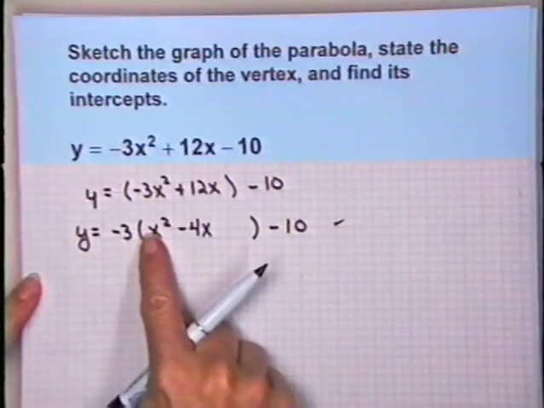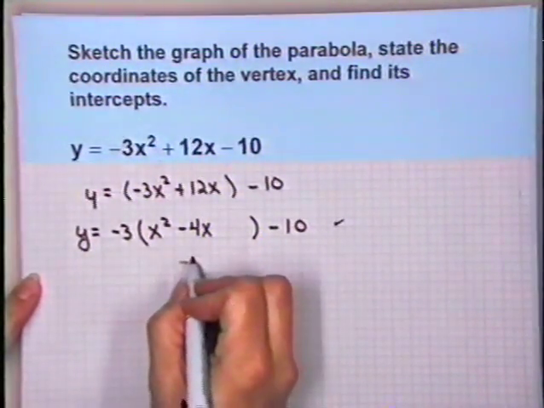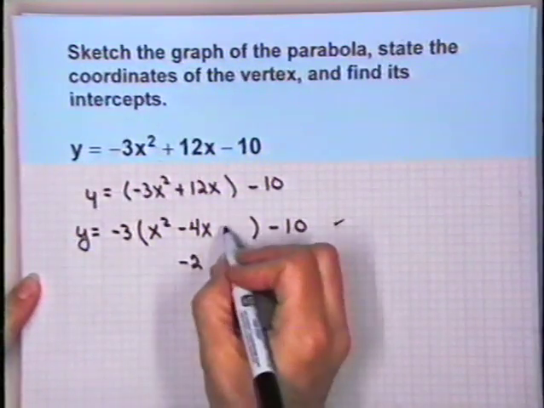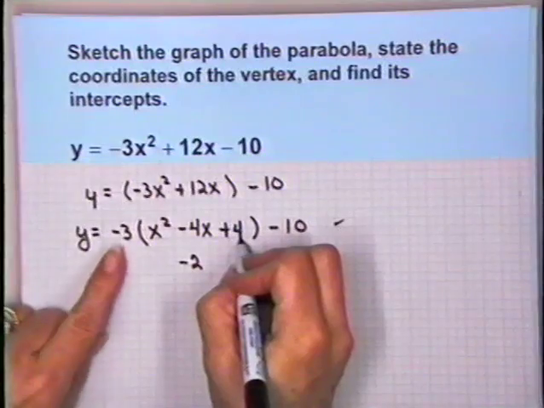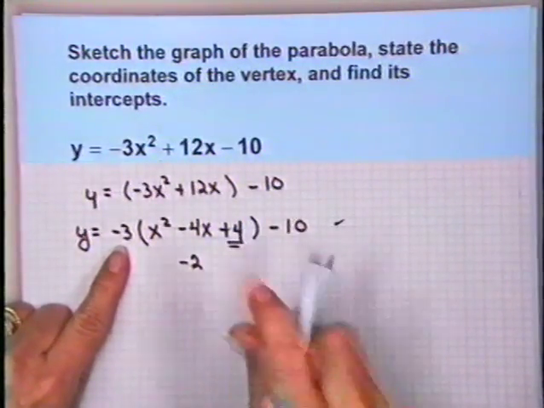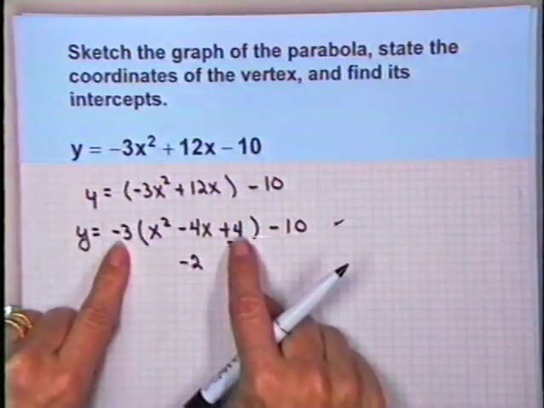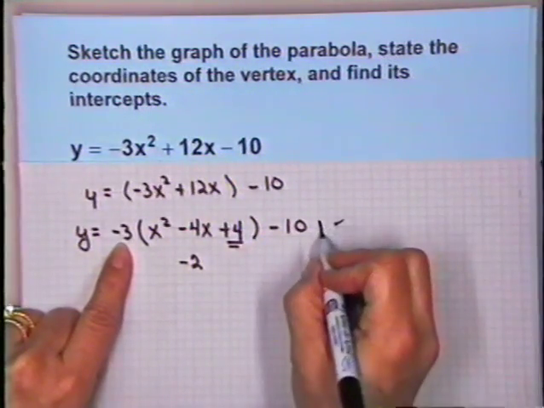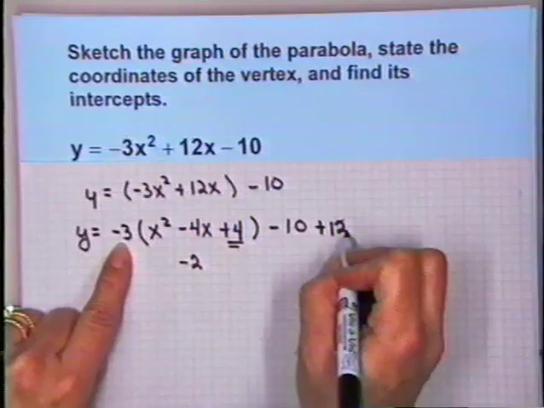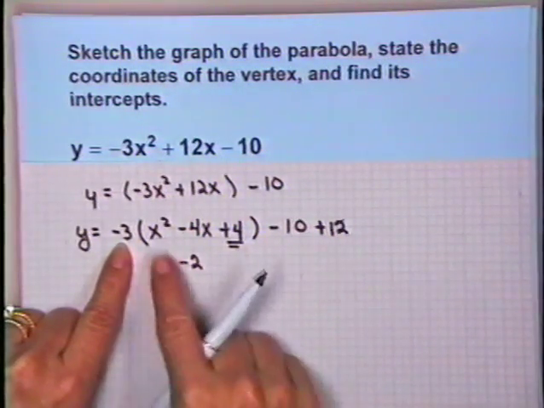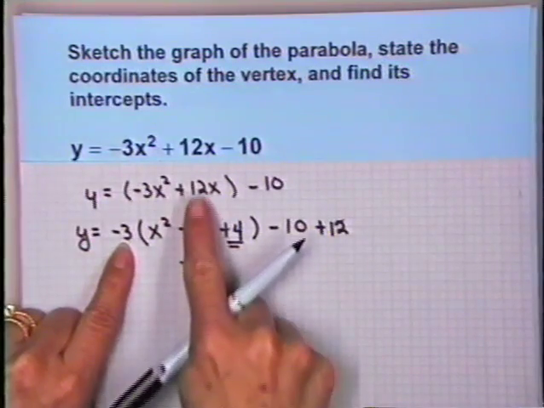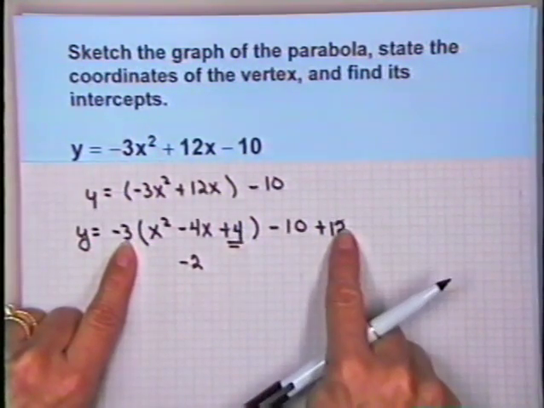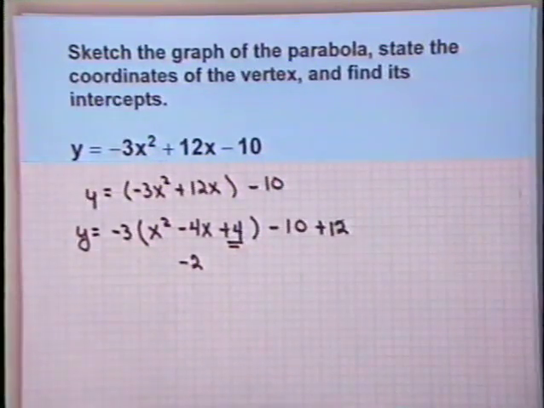Now I'm ready to complete my square since I have my 1. Half of -4 is -2. If I square -2, I get a positive 4. Now here's where you want to think. This 4 that I wrote right here is times this -3. So what I really did is put a -12 here. Okay, I've put a -12 on the right hand side of my equation. Since this is -12, I need a plus 12 so that that will cancel out. Now let's see if we're still okay. -3x² + 12x - 12 + 12 is 0, minus 10. So I'm still okay, aren't I?